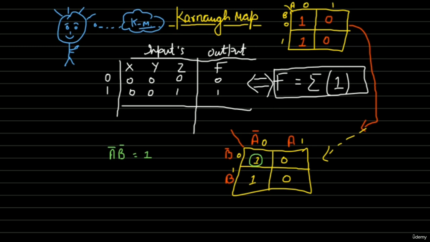Now another one is A B dash is equal to 0. This is the second location, A B dash. Now about the third location, we have A dash B is equal to 1. This is the third location that we worked upon right here. Now it's time for the fourth location, which is A B, which is equal to 0.